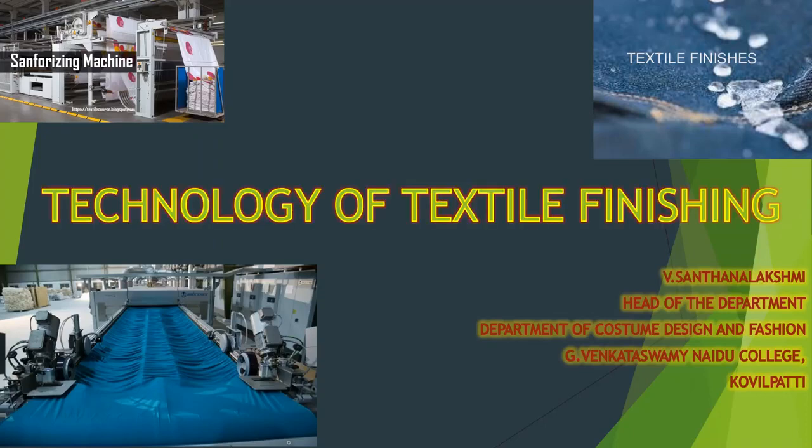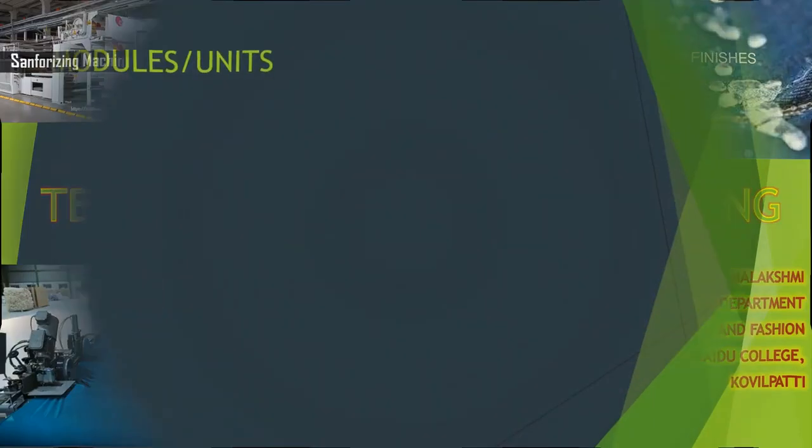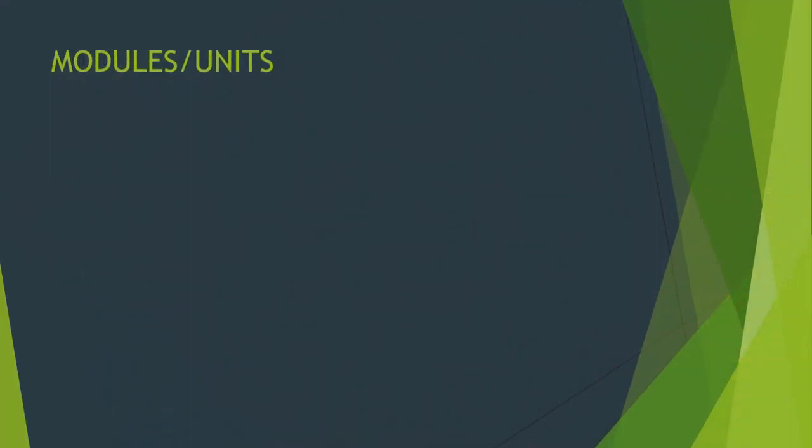Today we are going to learn about textile finishing. The subject name is Technology of Textile Finishing. We know that we have 5 units in our subject. Let us see them one by one.